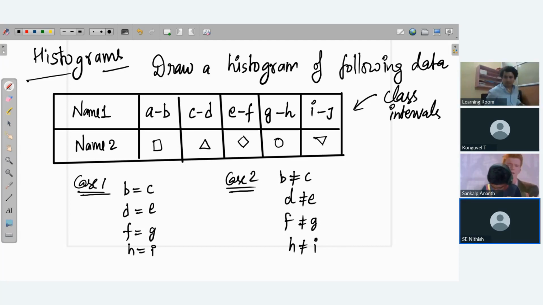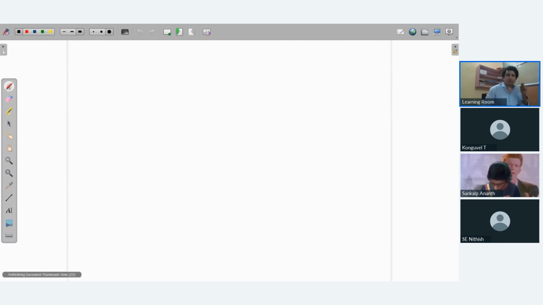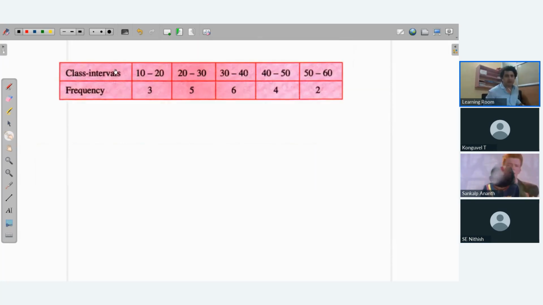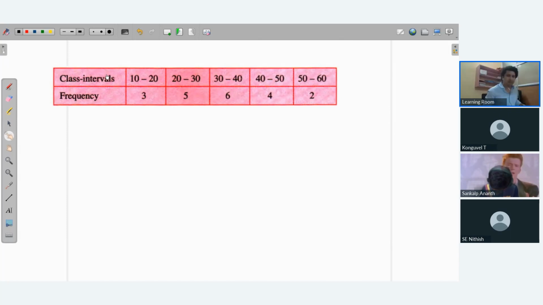What should I do in this? Nothing, that's not even a question. Do you understand what the structure is? Generally, it will typically look like one of these. You will be given class intervals and frequencies, and you will be asked to find the histogram of it. The other way in which it will look is of this form.